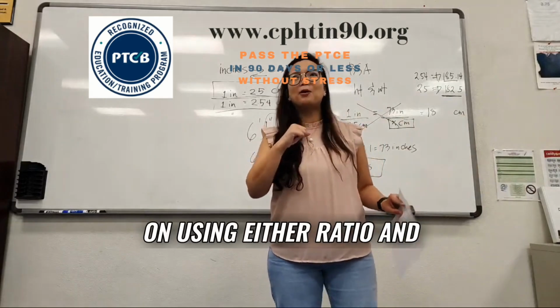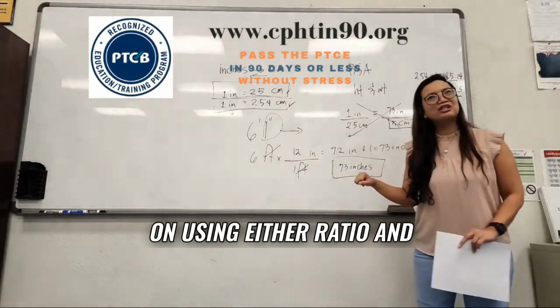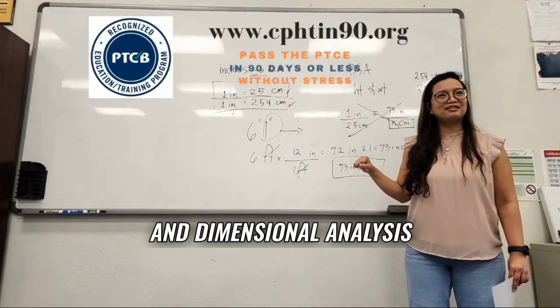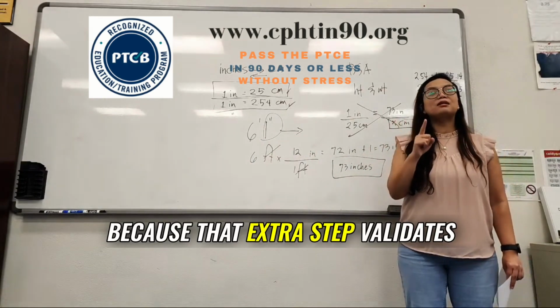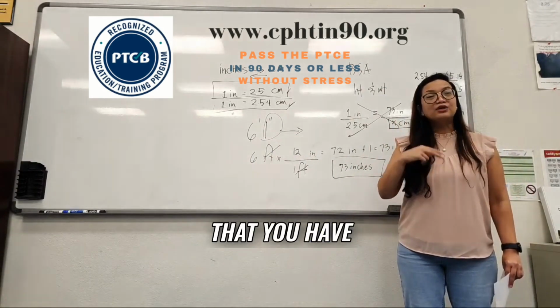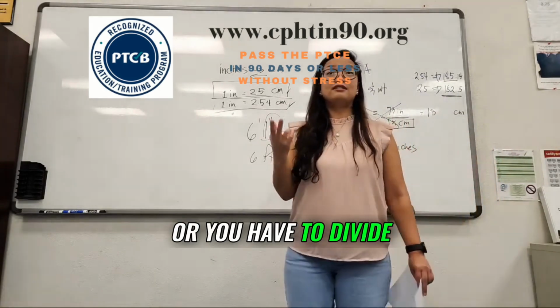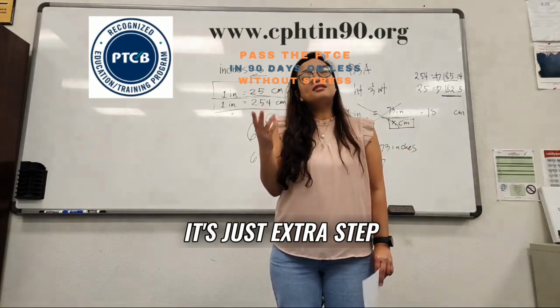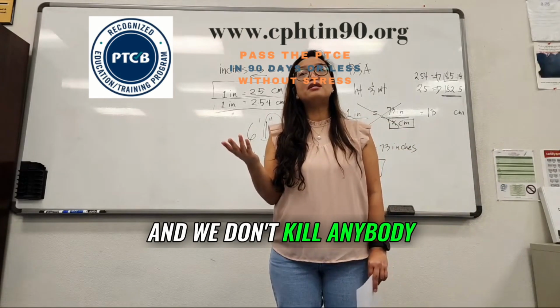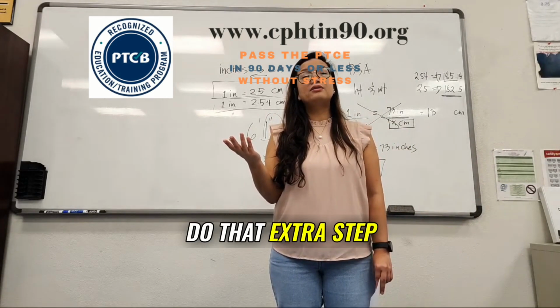Why do I harp on using either ratio, proportion, and dimensional analysis? Because that extra step validates that you have to multiply or you have to divide. Is that clear? Okay. That's just an extra step, and we don't kill anybody. Okay? Do that extra step.